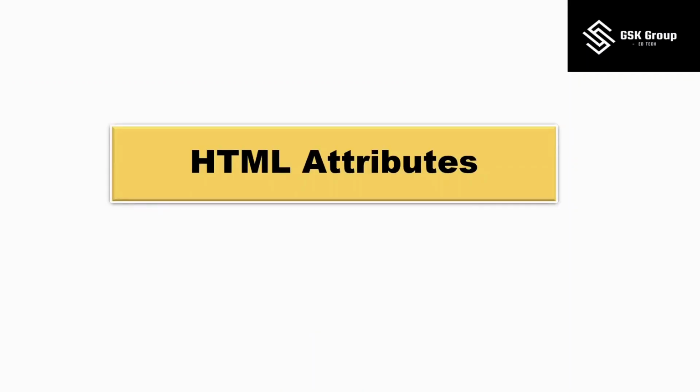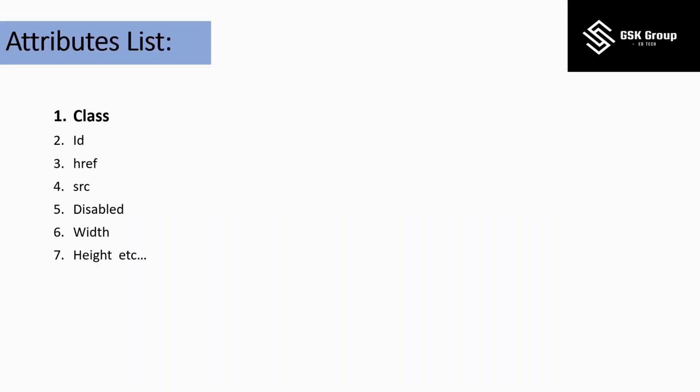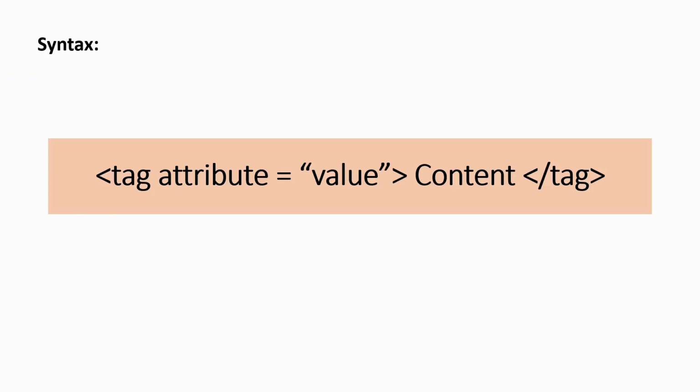Next, the main thing here is HTML attributes. Using these, we are going to design the content of the HTML file. Here is the list of attributes. What are they? Class, ID, href, source, disable, width and height, etc. We are going to discuss the class. Here is the syntax, how it looks. The tag here is the div element, the attribute is class, and then the value which we want to give to that tag. In between, the content will be updated.